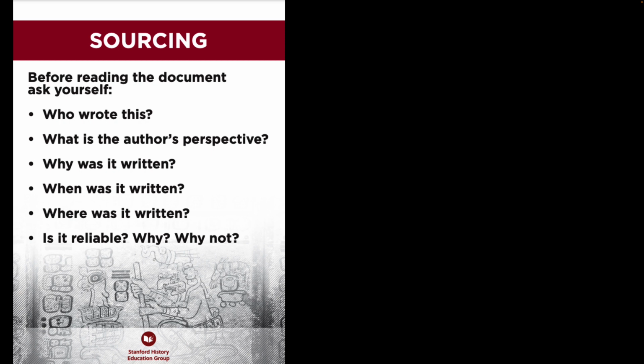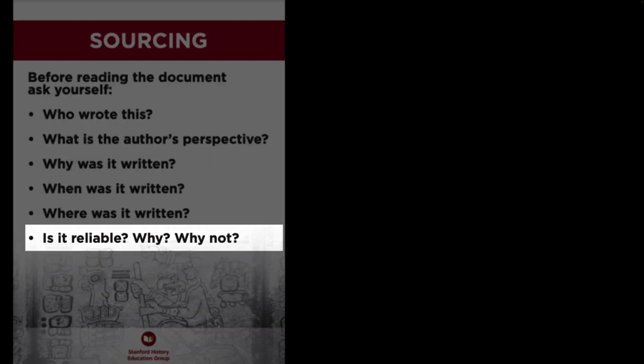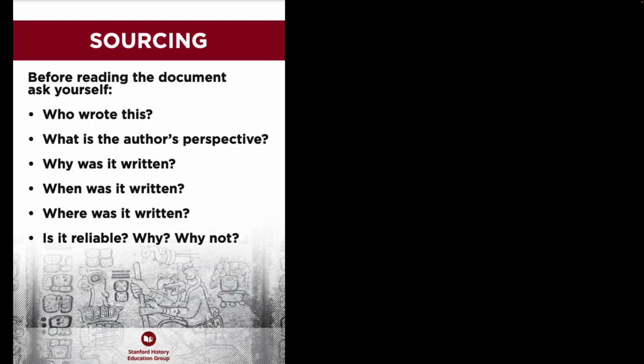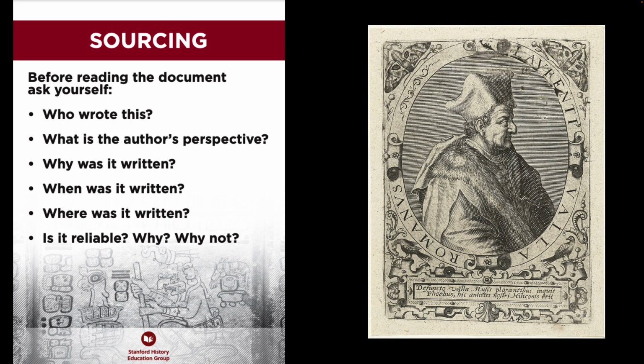And then the final question we have to ask is, is it reliable? What we mean by this is essentially, is this a genuine account of the past, or is this a reliable primary source? Again, a way to think of this is to think of Lorenzo da Valla in his work on the Donation of Constantine. When he looked at this source, he determined that the language proved that it was not, in fact, an authentic document from the ancient Roman past. It was not a reliable primary source.